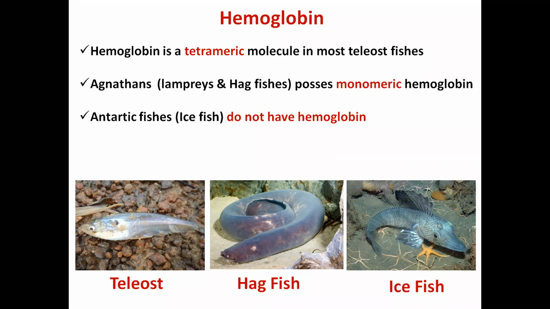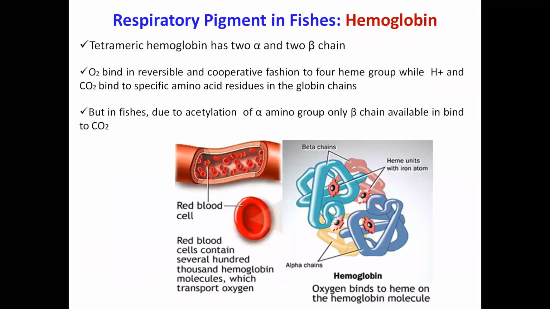The tetrameric hemoglobin, the monomeric hemoglobin, and some fishes that don't have hemoglobin. Okay, now some detail about the respiratory pigment. As I have told, in most teleosts it is tetrameric. It has two alpha and two beta chains, and oxygen binds in a reversible and cooperative fashion to the four heme groups. Here you can see, the blue and red is the beta chain, and the yellow and blue one is the alpha chain. These four are the heme units with the iron atoms. So this is the structure of the respiratory pigment in fishes.